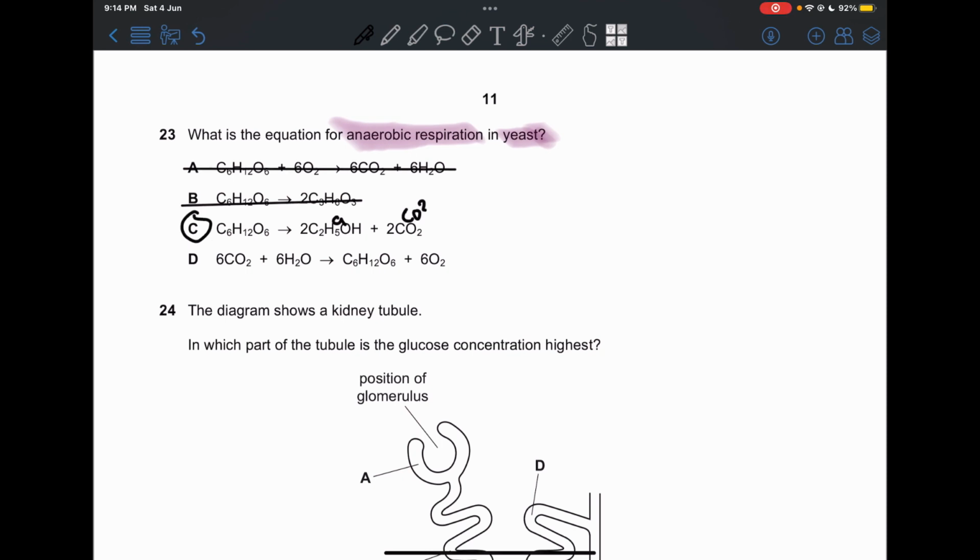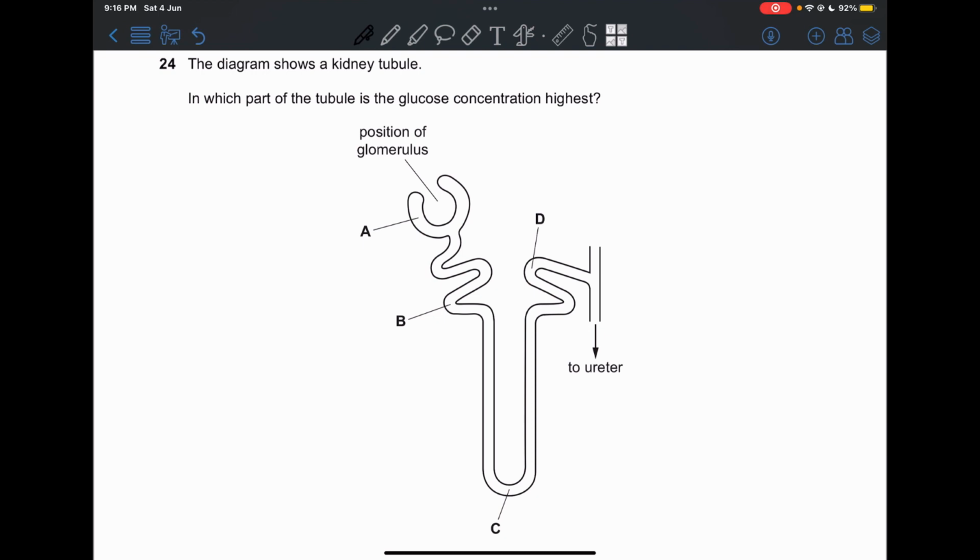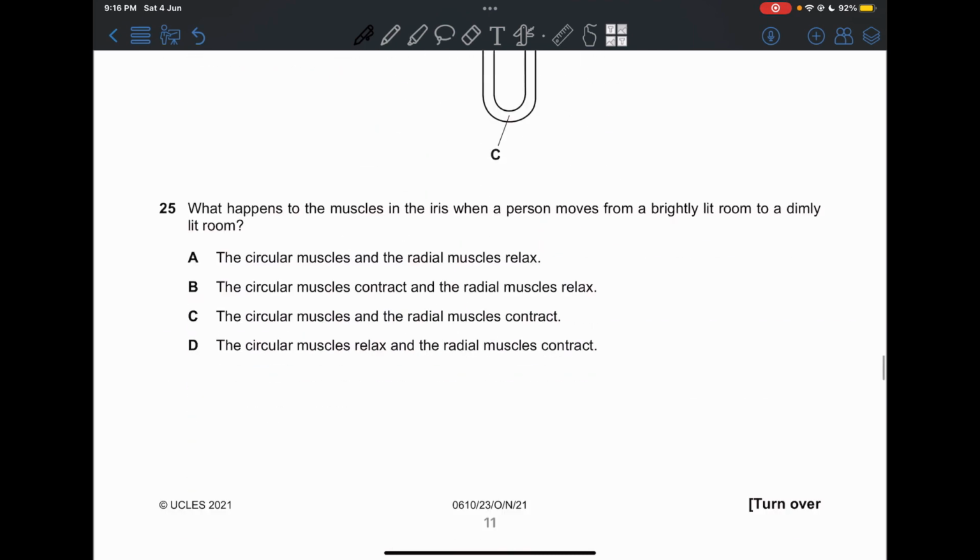So our answer will be C. Now question number 24, the diagram shows a kidney tubule. In which part of the tubule is the glucose concentration the highest? Now we know it is the highest one entering the kidneys, and then later on it is reabsorbed 100%. So A is going to be the answer.